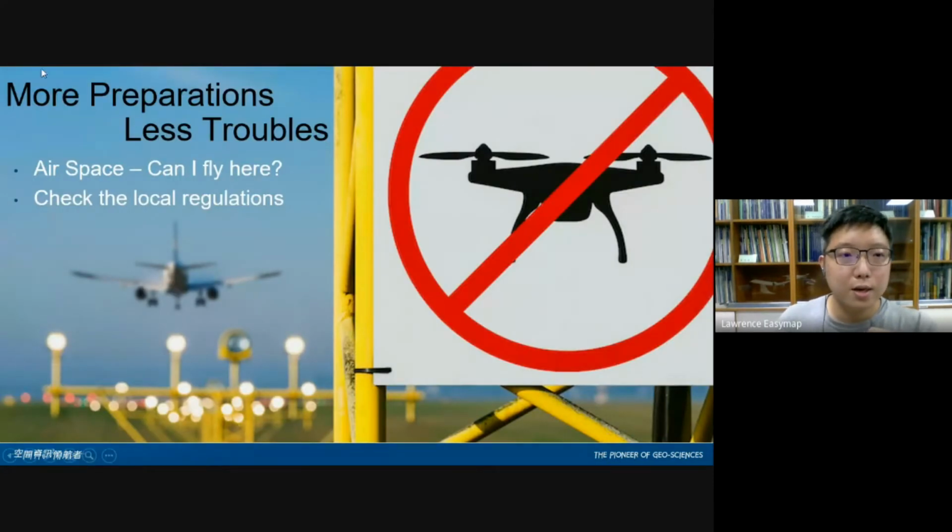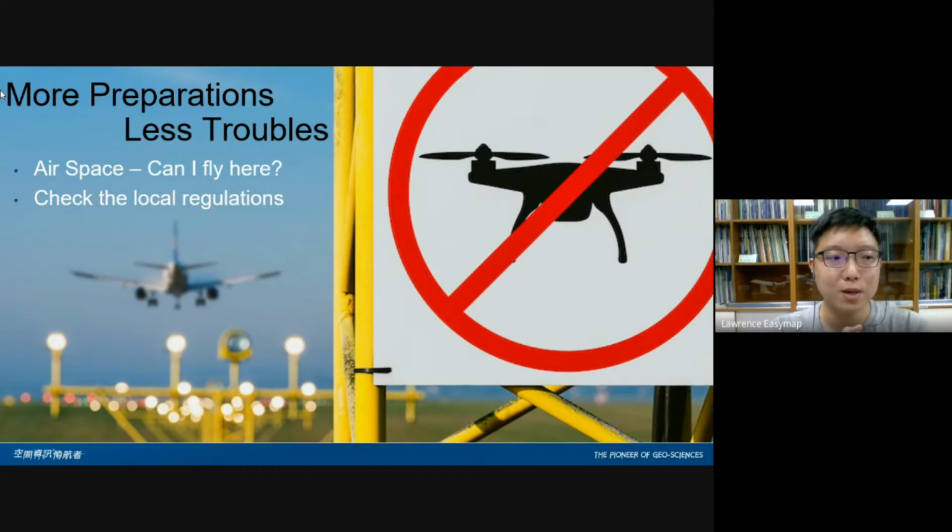Okay. I love this title that I chose: more preparation and less trouble. Throughout my experience, it is always true to do more preparation. But in fact, even though I have quite a lot of experience and I did a lot of preparation, I still always feel trouble. That's why it is always important to do more preparation.